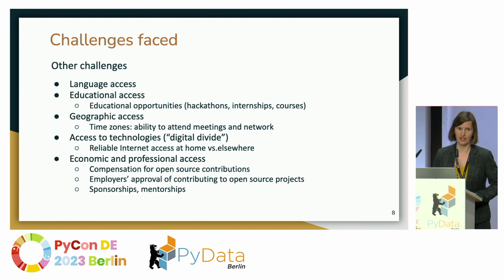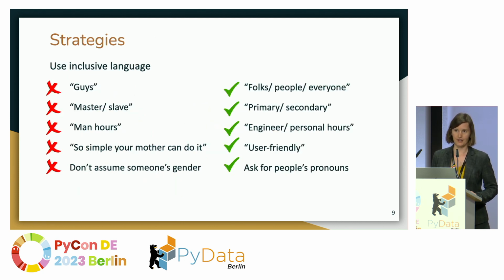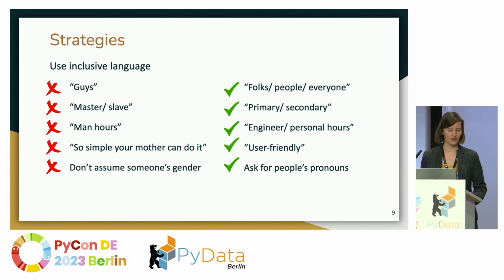So now that we understand the challenges, what are some of the strategies that we can apply to address these problems? One important strategy is to use inclusive language, such as don't use guys. Use more inclusive language, such as folks. You can say hi, folks, or hi, everyone. And also, if you have a master branch, please rename it to main. If you have master and slave nodes, please use primary, secondary, or other language. Also, try to avoid saying man hours. Please say engineer hours, or even better, person hours.